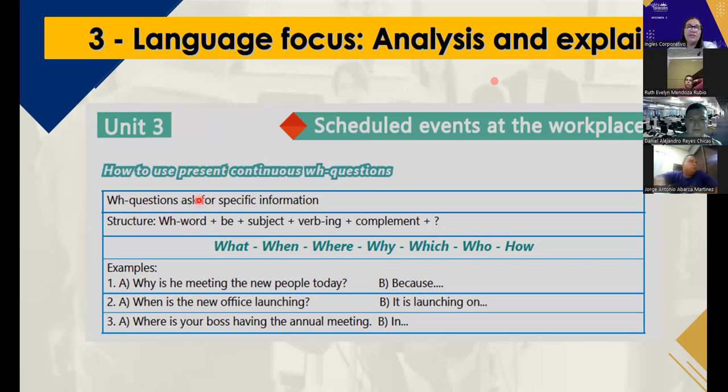Yes? WH question asks for specific information. Y esta es la structure. WH word, what, where, when, why, how, who, verb to be, the subject, the verb in ing, and the complement. Aquí tenemos algunas WH word. What, when, where, why, which, who, how. How, ¿me va a decir que no tiene WH? Sí, solo que las tiene invertidas. Aquí tiene la H y aquí tiene la W.